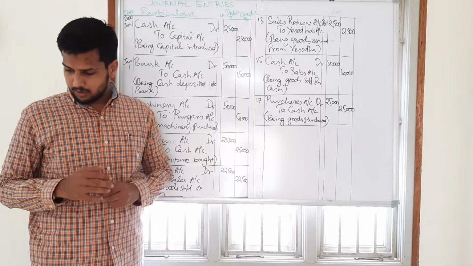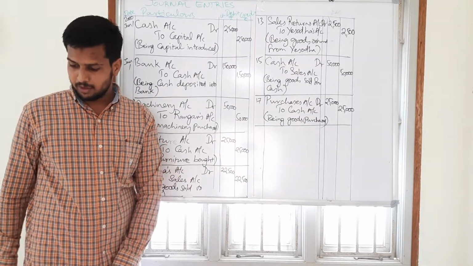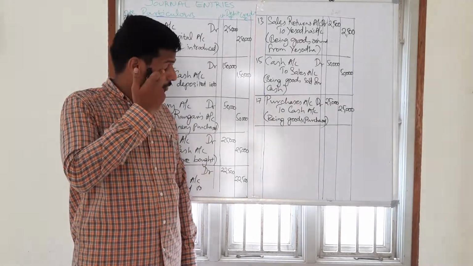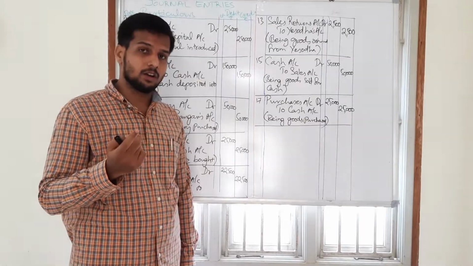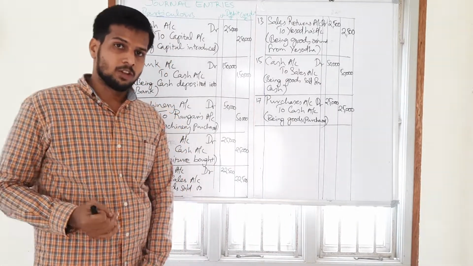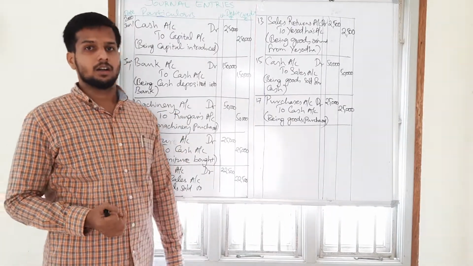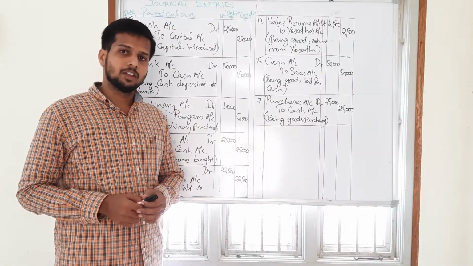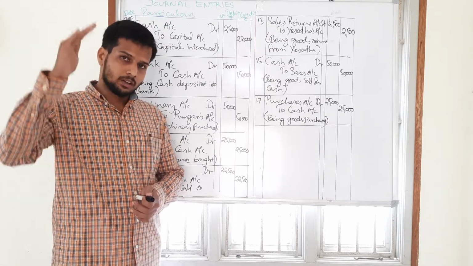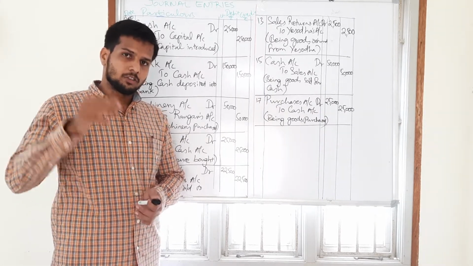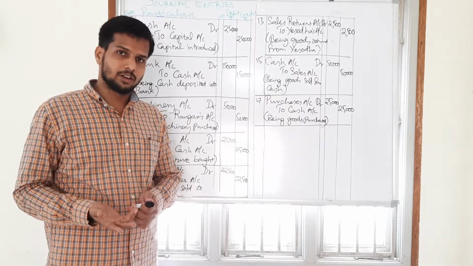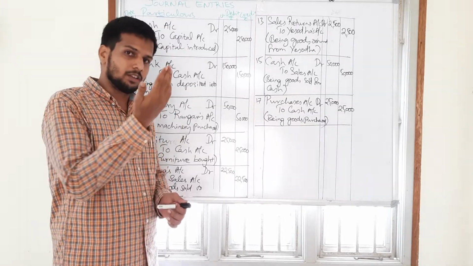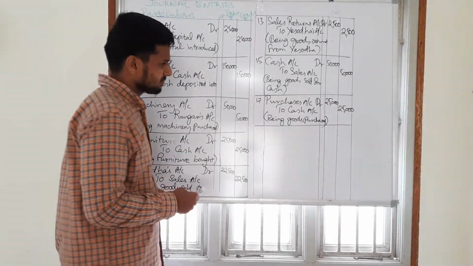And the next one is the cash received from Yasoda. Cash received from Yasoda means the two accounts affected are cash account and Yasoda account. Cash account comes under real, debit what comes in. So the cash account should be debited, and Yasoda's account comes under personal: debit the receiver, credit the giver. Yasoda is the giver of the cash, so we need to debit the cash account and credit the Yasoda account.